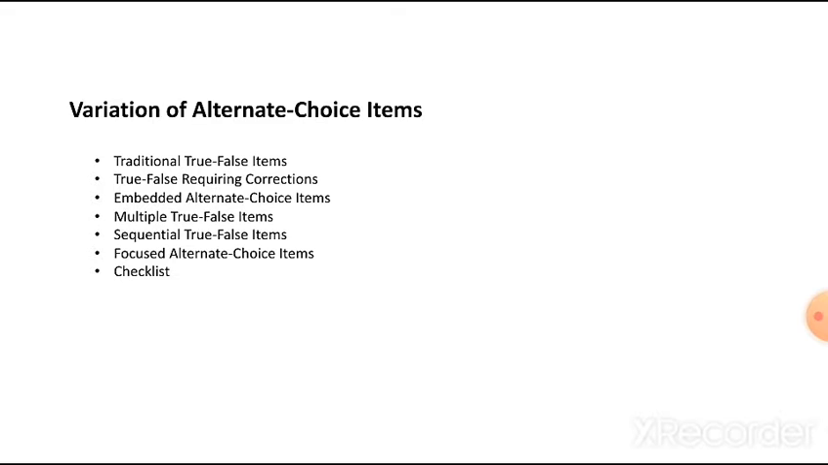I have here 7 types of variation of the alternate choice item. We have the traditional true or false items, true or false requiring corrections, embedded alternate choice items, multiple true or false items, sequential true or false items, focused alternate choice items, and the last one is checklist. We will discuss it one by one, and I am also able to provide a sample answer sheet for each variation. So let's start with the traditional true or false items.